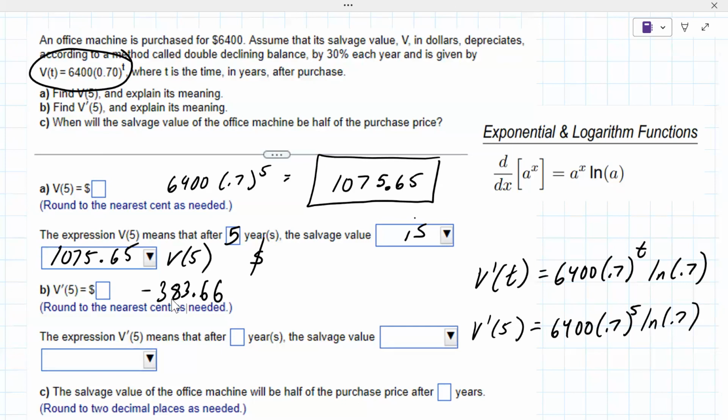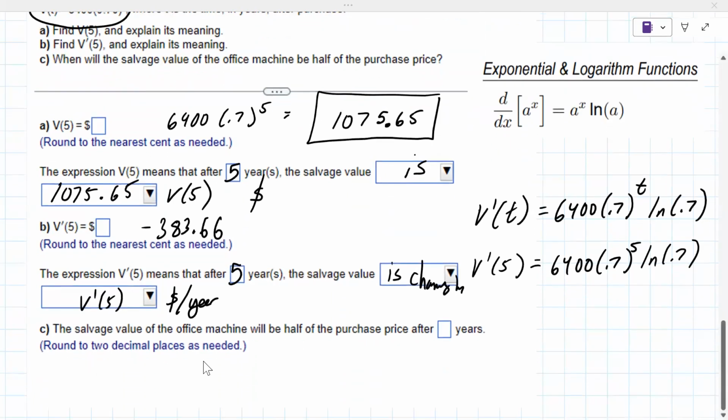So after 5 years, the salvage value is changing by V prime of 5 dollars per year. All right. Any questions on that before we do part C?